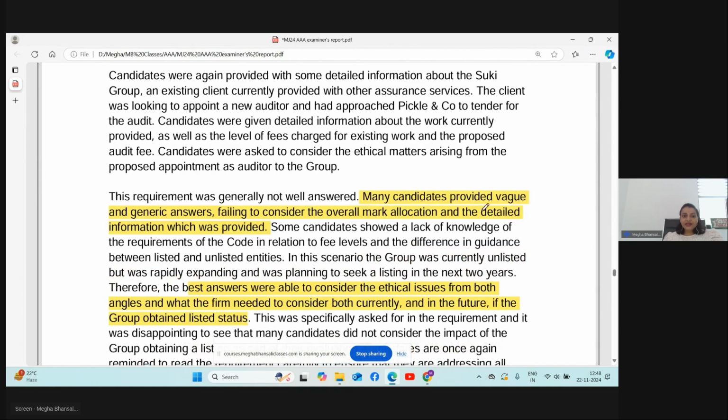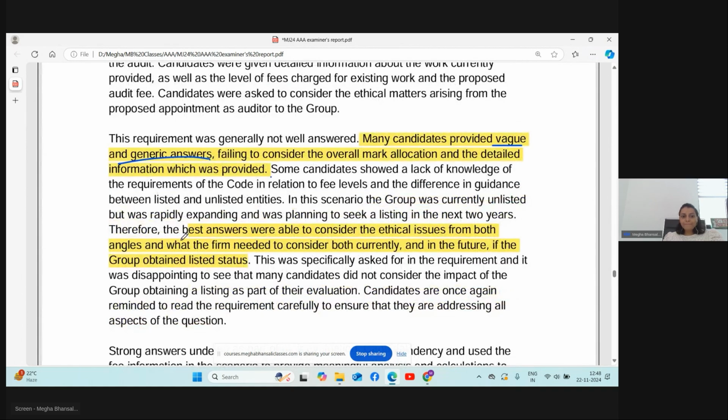It says many candidates provided vague and generic answers, failing to consider the full marks allocated and the detailed information which was provided. It says the best answers were able to consider the ethical issue from both angles and what the firm needed to consider both currently and in future. Like, if the firm gets listed, then I will not be able to continue as an auditor, or I have to forgo my non-audit service. Currently, I can accept, but in future, this could be a problem. So, this was something they were expecting students to answer.